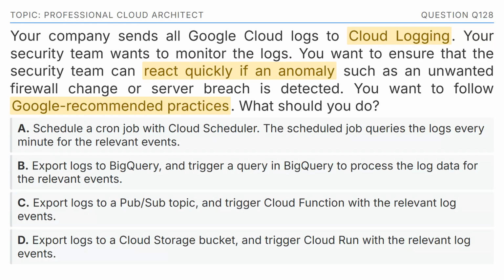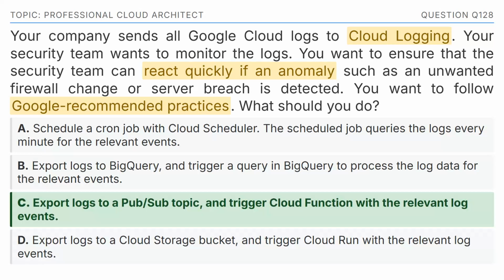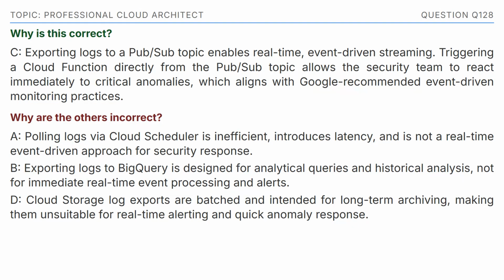To arrive at the correct answer, we focus on the keywords: Cloud Logging, react quickly if an anomaly, Google recommended practices. The correct answer is option C, export logs to a Pub/Sub topic, and trigger Cloud Function with the relevant log events. Why is this correct? C. Exporting logs to a Pub/Sub topic enables real-time, event-driven streaming. Triggering a Cloud Function directly from the Pub/Sub topic allows the security team to react immediately to critical anomalies, which aligns with Google recommended event-driven monitoring practices.